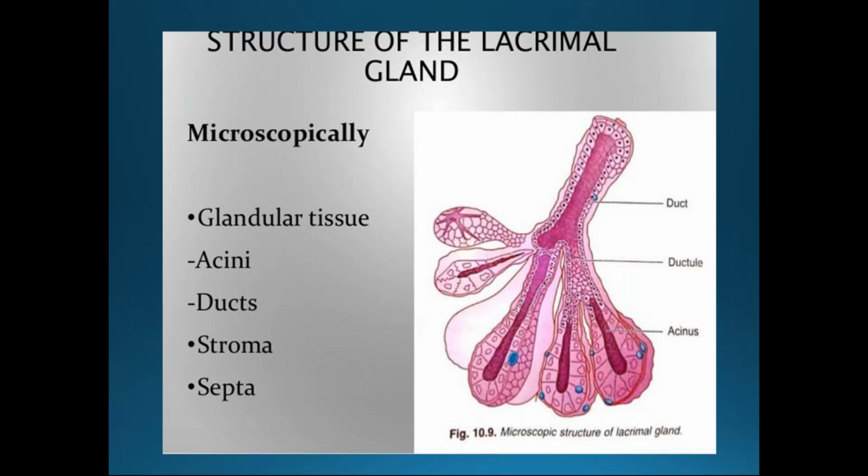This is the microscopic structure of the lacrimal gland. It consists of ducts, ductules, and acini. These are the acini. Dark purple-pink structures are called acini. Each duct is divided into multiple ductules, and each ductule is divided into multiple acini.